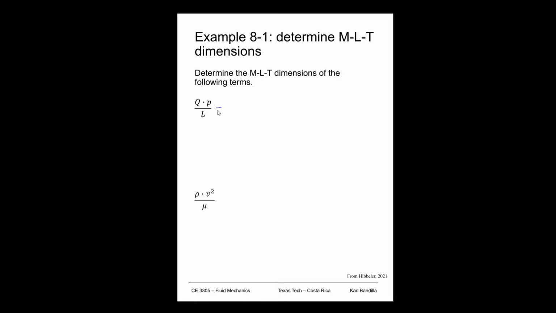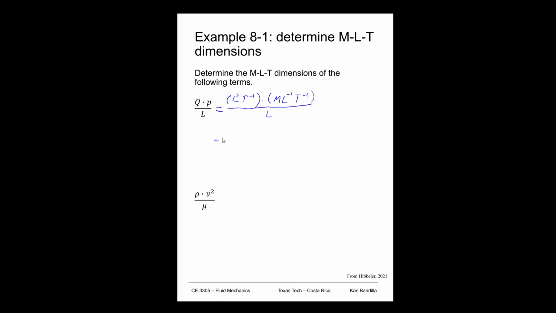So we can say that is equal to, now for a volumetric discharge, that is volume per time, so L cubed per time, so T to the minus 1, that's Q. Pressure is a force per an area, so if we break that all the way down, we get a mass per length per time squared, because it's seconds squared. So that's our Q times P, and then L, of course, is just a length.